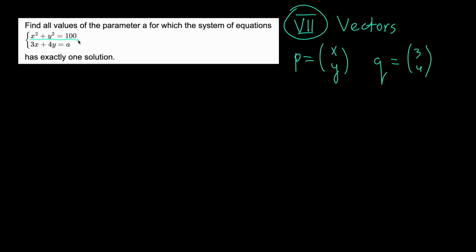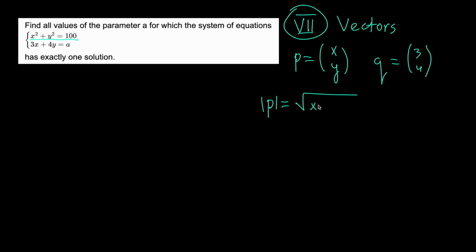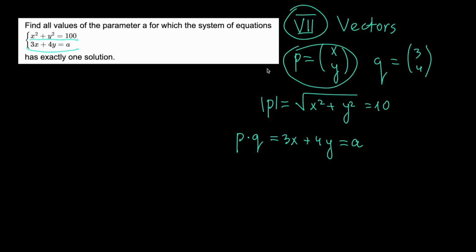Then equation 1 defines the length of the first vector. So modulus of p equals square root of x squared plus y squared, and it equals 10. And equation 2 here is nothing but the dot product of these two vectors. So we have p dot product q equals x times 3 or 3x plus 4 times y, and it is equal to a. We need to find the values of the parameter such that there is a unique vector p whose dot product with q is equal to a.